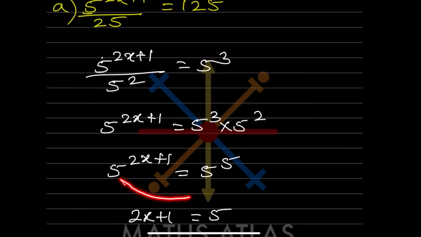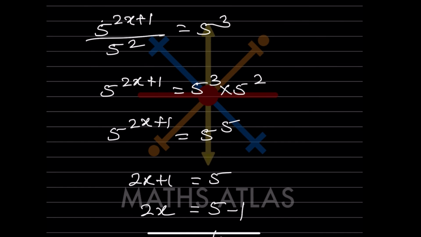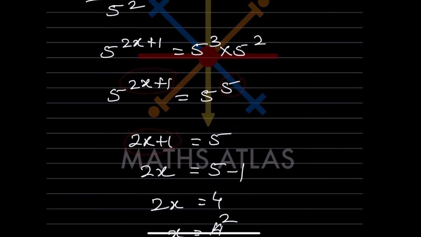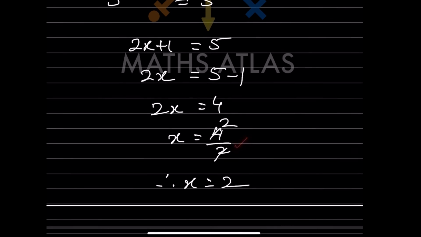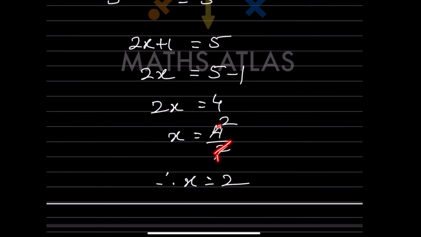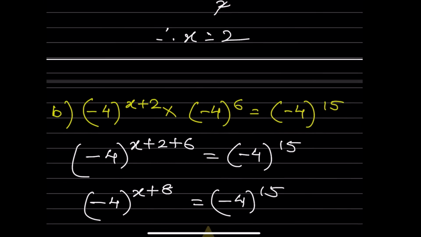Now can you see, in both places the base is the same. If the base is the same, that is a rule, the exponent should be the same. So we have to ignore the bases. So we'll just consider 2x plus 1 is equal to 5. So 2x is equal to 5 plus 1 goes on the other side, that will be minus 1. So 2x is 4. So x will be 4 divided by 2. So x is 2. So the value of x is 2.